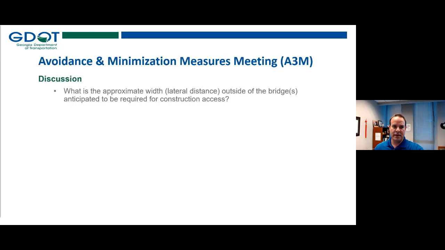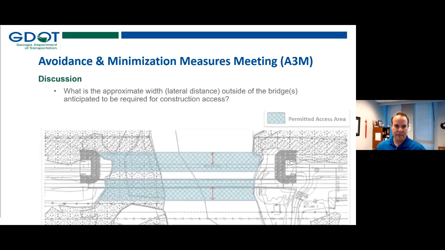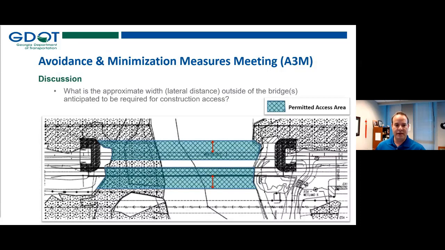Okay, so next slide, we're going to move on to the next meeting, which is the A3M, or the Avoidance and Minimization Measures meeting. Again, this is the second of the two coordination milestones, as I'm calling them. And the main question we want to answer here, or not really even answer, just discuss in enough detail so that the designers can put this together by submission of plans to OES. And this is piggybacking again off Chris's presentation. What is the approximate width or lateral distance outside of the bridges that's anticipated to be required for construction access?